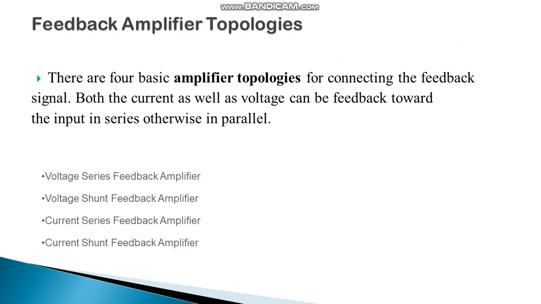The feedback amplifier topologies. There are four basic amplifier topologies for connecting the feedback signal. Both the current as well as the voltage can be fed back towards the input in series, otherwise in parallel. There are four types of feedback topologies. They are voltage series feedback amplifier, voltage shunt feedback amplifier, current series feedback amplifier, and current shunt feedback amplifier.